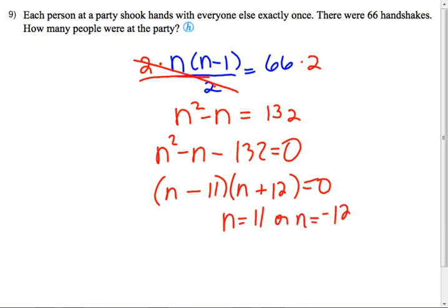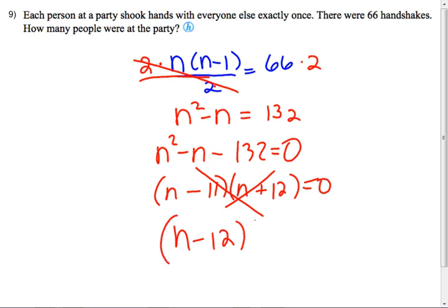Well, that's the number of people. You can't have a negative number of people. No, I got 11, but your answer was 12. Oh, well, then maybe I have it backwards. Oh, I do have it backwards. Because this doesn't give you this, if you multiply that out. Yeah, so 11 is right. No. If you multiply that out, you do not get that. It's n minus 12 times n plus 11. Oh. That's why.